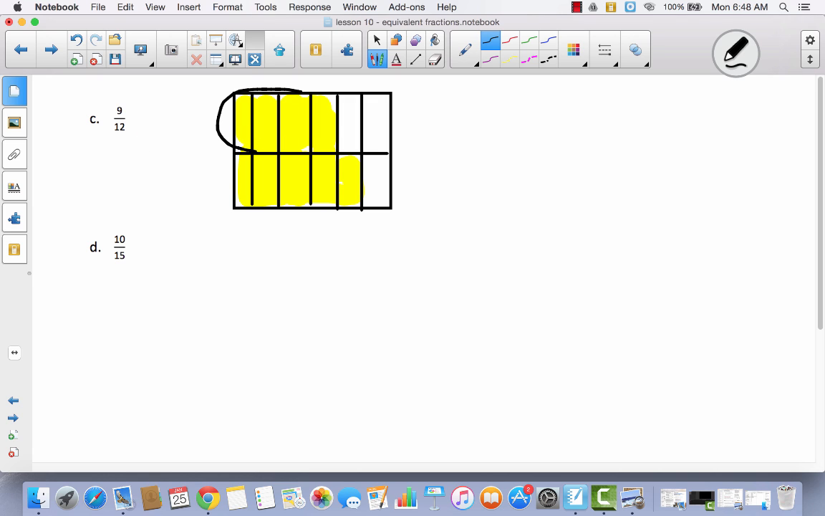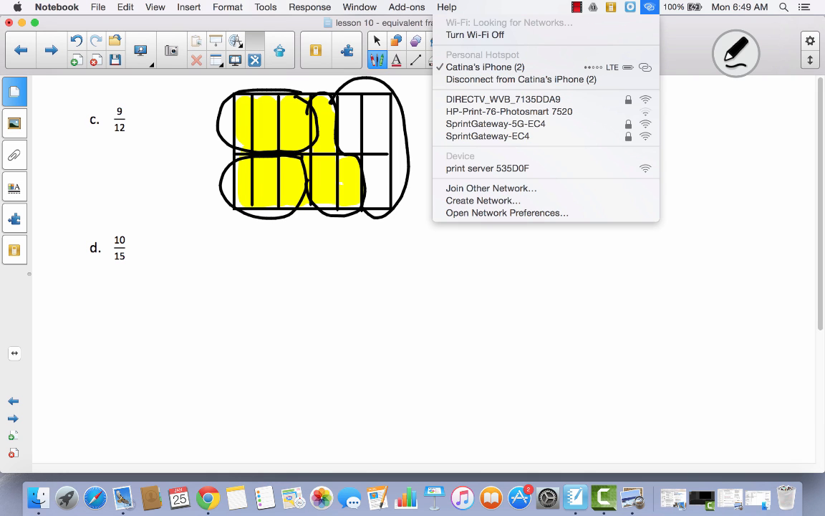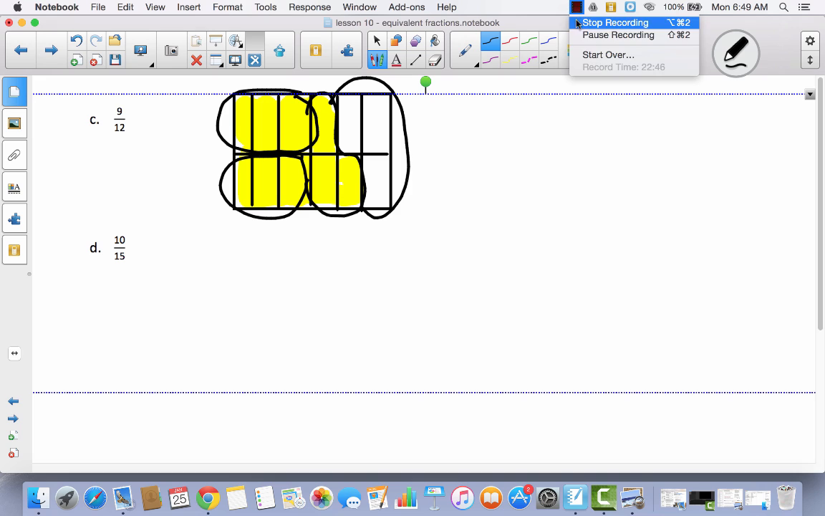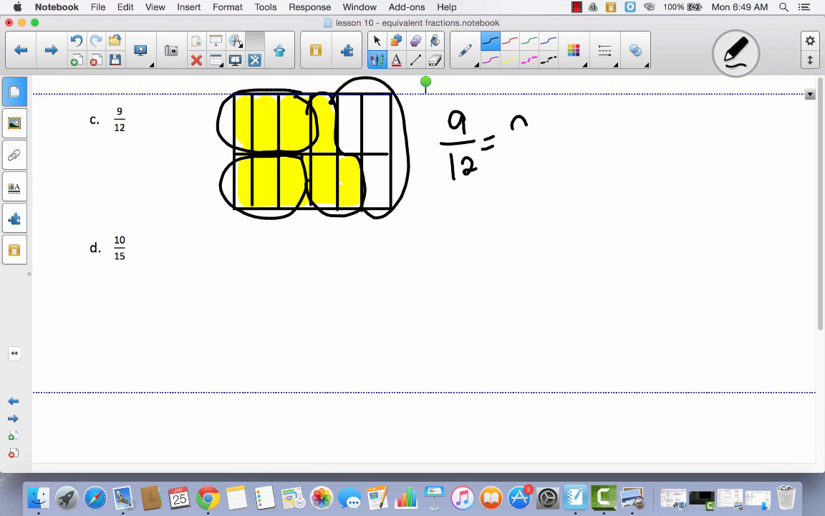So let's try this. Here's a group of 3. Here's a group of 3. Here's a group of 3. And here is a group of 3. All right, so now let's go ahead and write our division sentence. So we began with 9 out of 12, which is 9 twelfths. And we divided the numerator by 3. We divided the denominator by 3. And we ended up with this new equivalent fraction, which is 3 out of 4. 1, 2, 3 out of 4 groups.